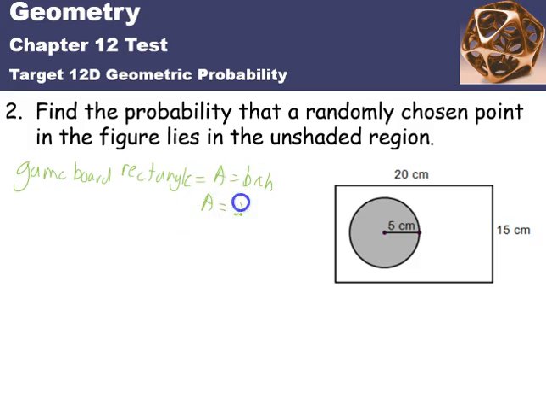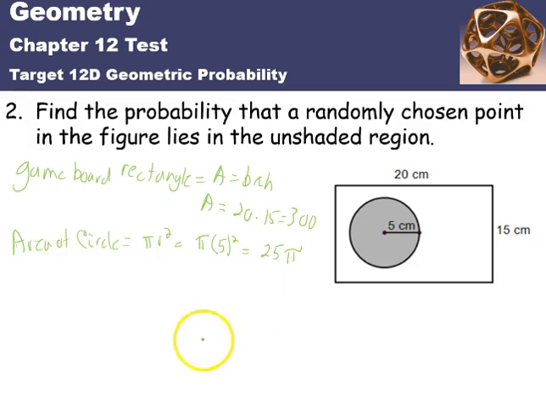So in this case, that would be 20 times 15, which I believe is 300. But let me just double check. Yep, 300. Now to find the area of the circle, that's pi r squared. So pi and the radius of the circle is 5. So that's 25 pi. And I'm not going to figure out what that is until the very end. That makes my answer more accurate at the end.